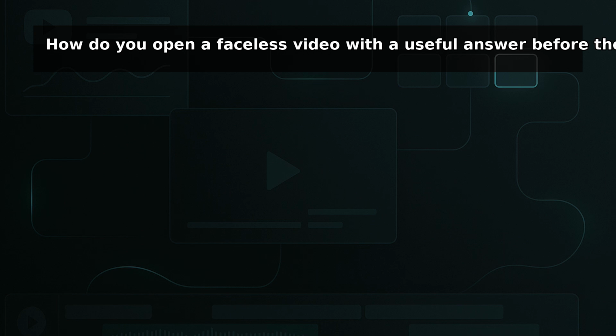Roadmap is what happens next. Say, in the next minute, I'll show you the 3-line opener. So instead of saying today we're talking about video hooks, say the best faceless hook is answer, context, proof, and here's how to write it.